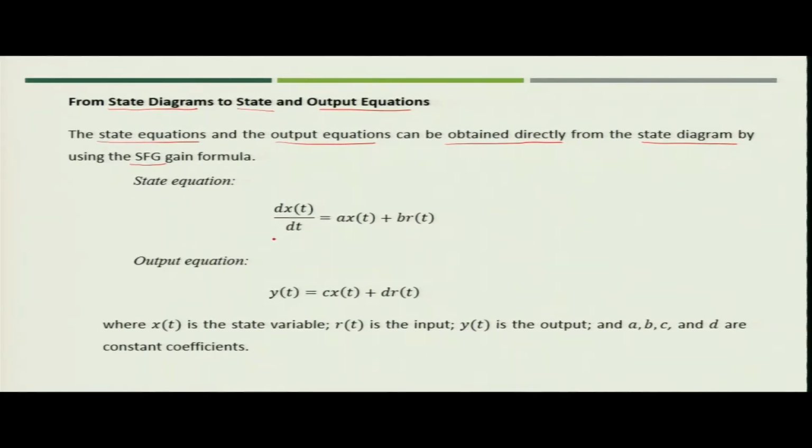So, what is the state equation? Let us recollect what we discussed in previous lectures. The state equation is nothing but dx/dt = Ax + Br, which can also be written as x dot. This particular equation is called the state equation. Then the output equation can be written, say y(t) is the output. You can relate the output with the states with the help of the output equation, so this becomes y(t) = Cx(t) + Dr(t). Here x(t) is the state variable, r(t) is the input and y(t) is the output. A, B, C, D are constant coefficients. In this way you can define the state and output equations.